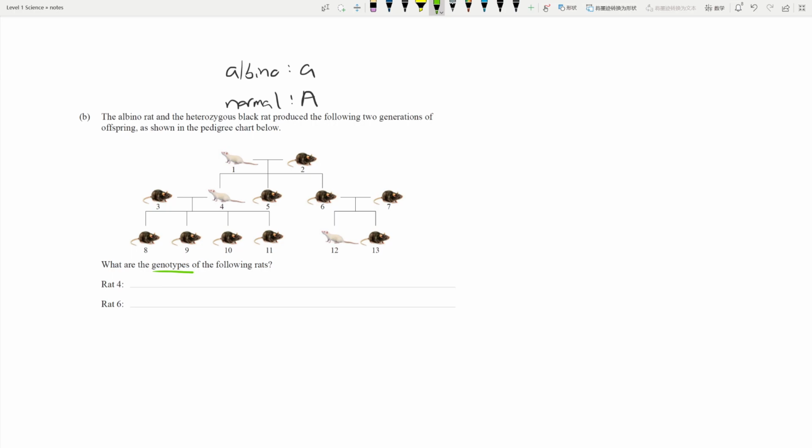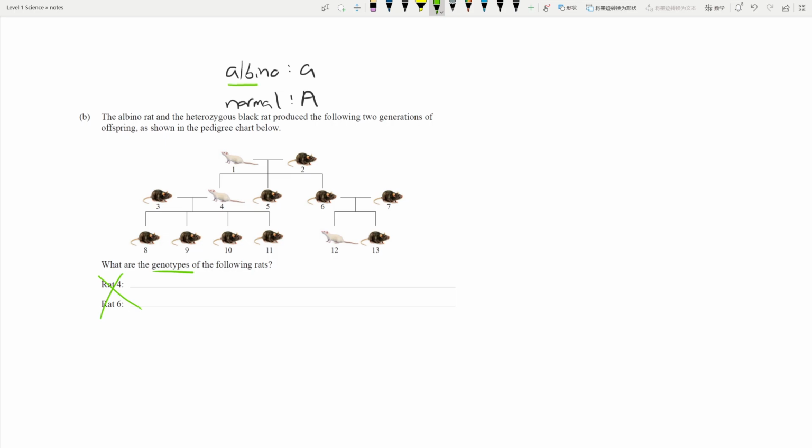We can do better. Instead of doing 4 and 6, let's do all of them. It's good practice, and that's often how I teach my guys when we do pedigree charts. Don't just look at the question. If there's a pedigree chart, you have the clue in front of you. Can you actually figure out all of the answers? All right, so let's come back to the example.